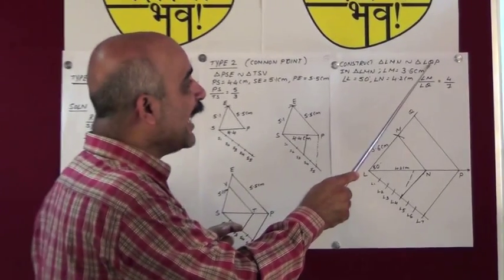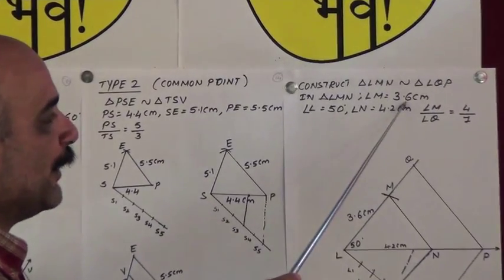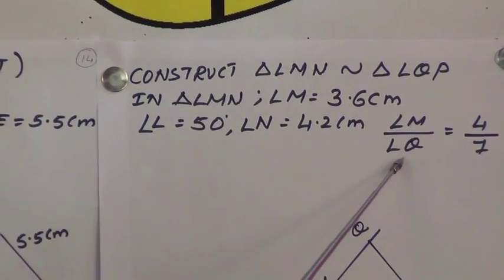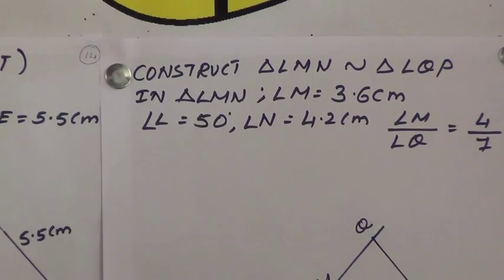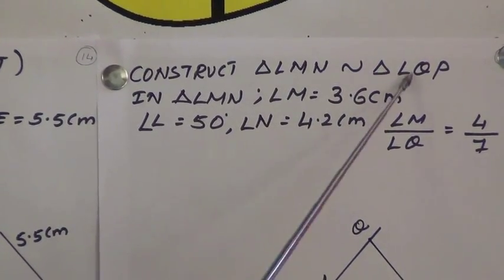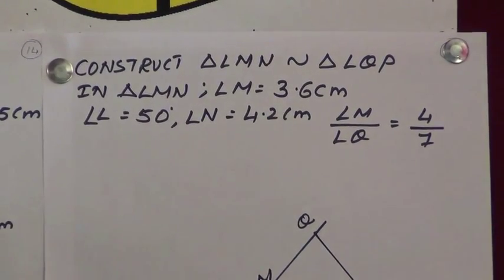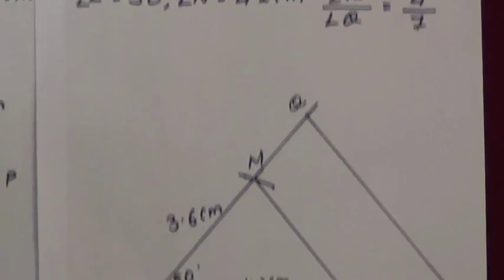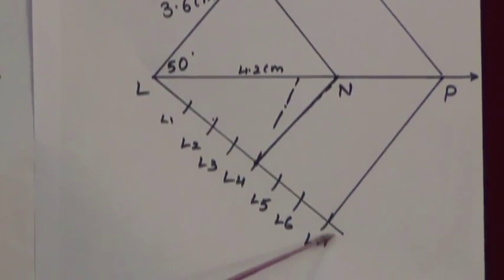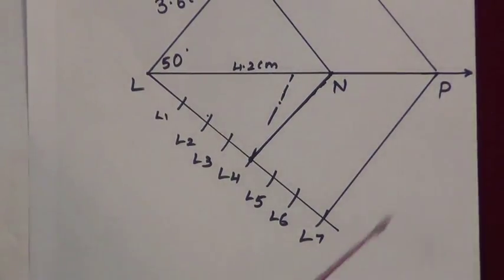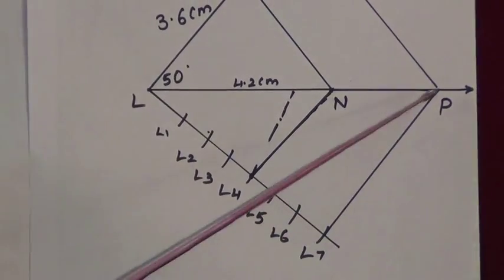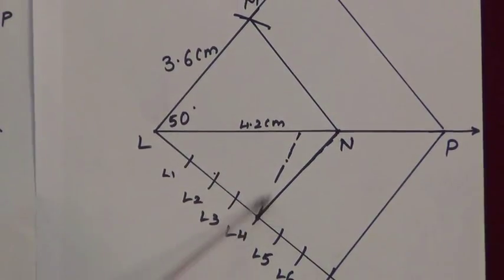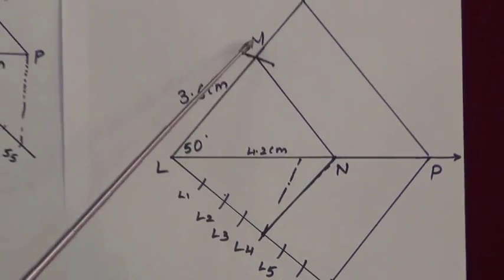Construct triangle LMN and triangle LQP. Now in triangle LMN, LM is given to be 3.6 centimeter, angle L is 50, LN is 4.2 centimeter, and LM upon LQ, the ratio is 4 upon 7. So the common point here, if you observe, is point L. So we take L on the left side here, we draw the triangle LMN as per the given information, and we extend L1, L2, L3 up till L7. We extend the base LN, and from L7 we join a line here. After this, since the ratio is 4 upon 7, we join 2 parallel lines here, and based on this parallel line we construct the line PQ.